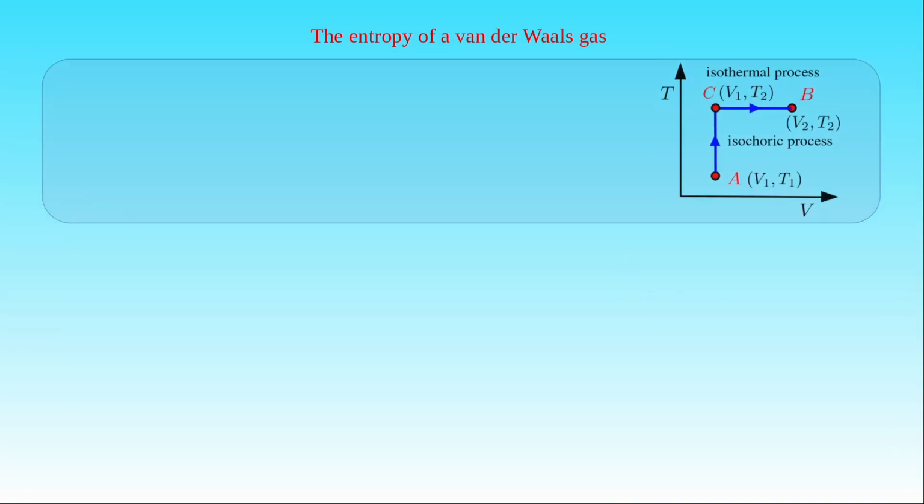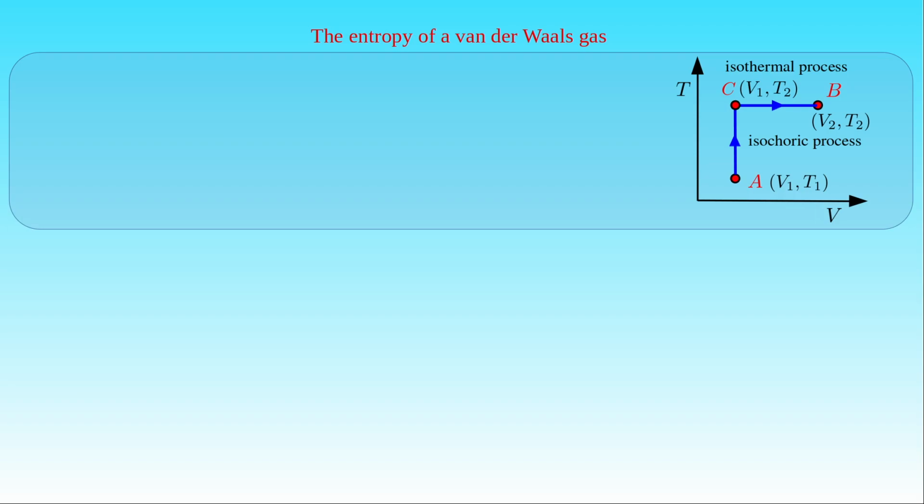In order to determine the change in the entropy of a van der Waals gas brought from the initial thermodynamic state A to the final thermodynamic state B, we need to integrate the differential of the entropy S between the states A and B. As the figure shows, we express dS in a form where the system is brought from the state A to the state C along an isochoric path, and then it is brought from the state C to the state B along an isothermal path.